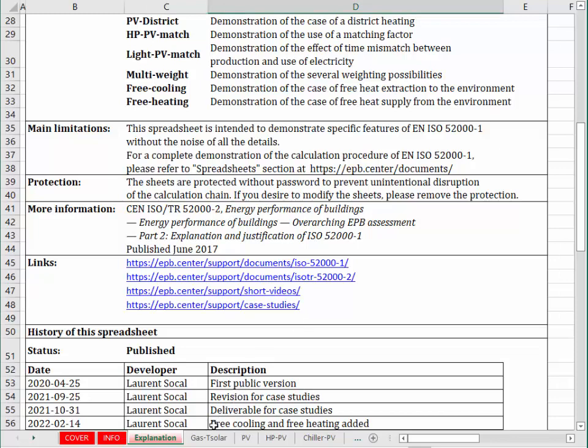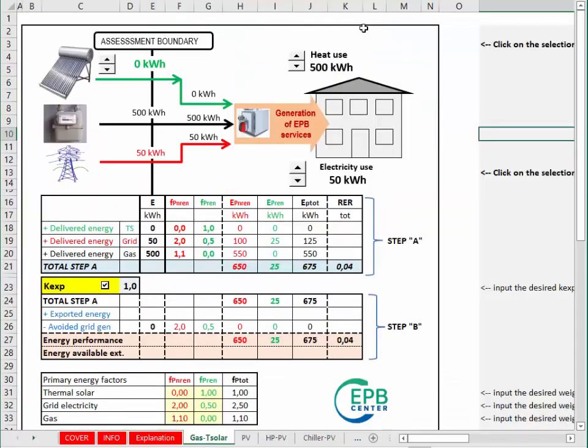Let's start with a simple example. Think of a building that just requires some heat. This heat is produced by a boiler, but it can be assisted by a thermal solar system. The area on top of the sheet shows the graph with the path of the delivered energy carriers. So we have thermal solar, gas and electricity from the grid. The value of the heat required, of the auxiliary energy required by the technical system and of the thermal solar contribution can be changed by acting on these buttons.